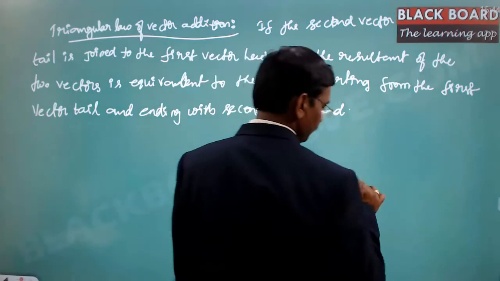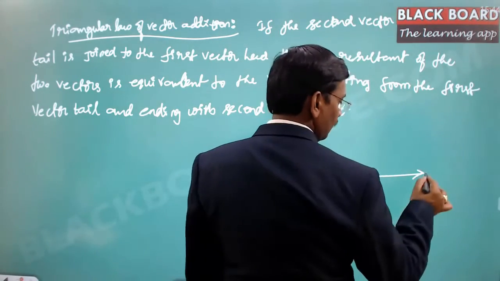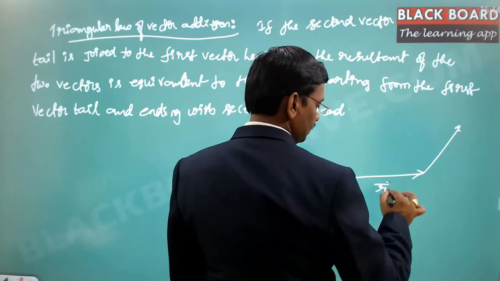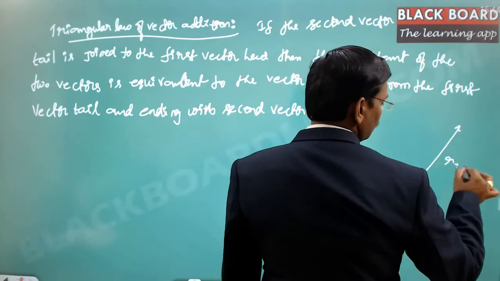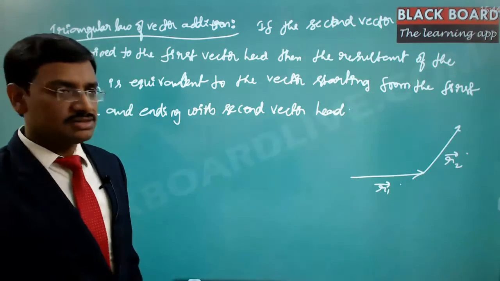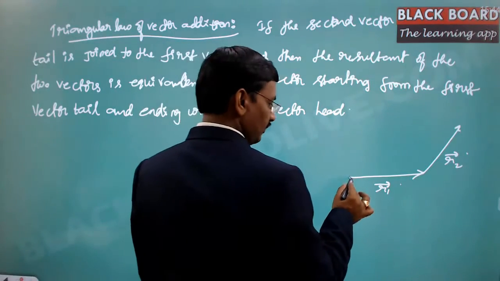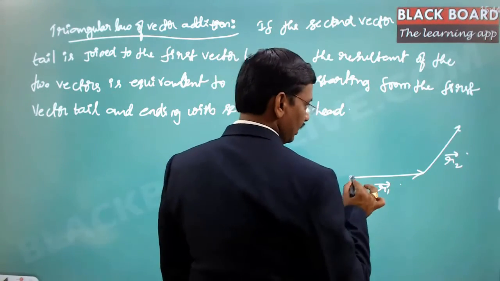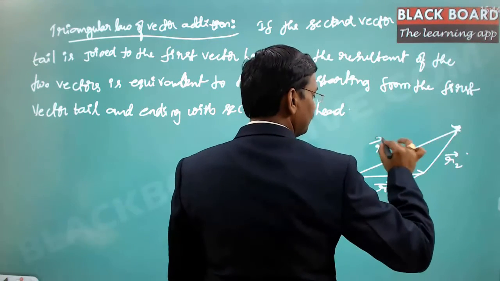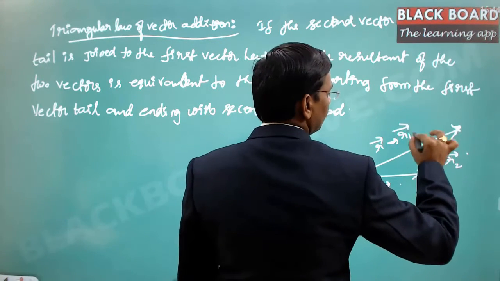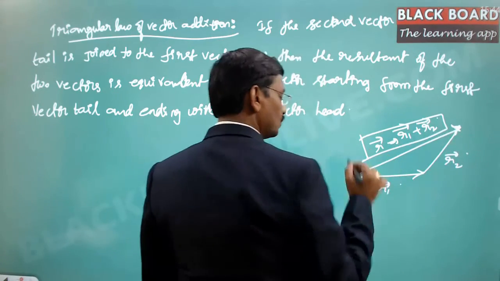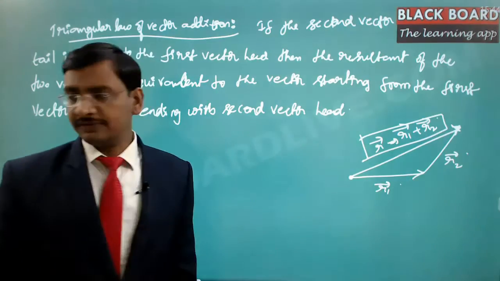Suppose you have one vector like this, and we have another vector like this. Let us say this is the R1 vector and this is the R2 vector. Then the sum of these two vectors is always represented by the first vector's tail and the last vector's head if you join them. This vector will be the resultant of R1 and R2. So this is always true in the case of the triangular law of vector addition.